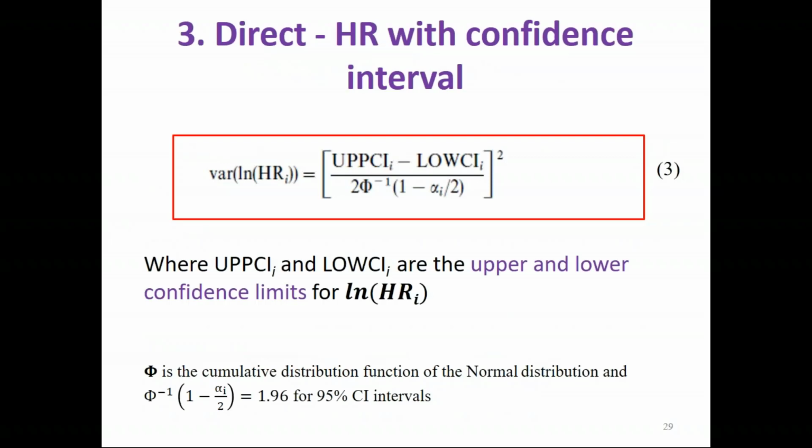The third approach, again a direct approach, is where we might be presented with a hazard ratio and a 95% confidence interval. So here we can use the hazard ratio directly, and we just need to do a little bit of manipulation of the confidence interval data in order to provide the variance of the log hazard ratio, and that's given by the formula in box 3. So it's simply the upper confidence interval of the log hazard ratio minus the lower confidence interval of the log hazard ratio divided by 2 times 1.96 if we're referring to 95% intervals, and that value is then squared to give the variance.